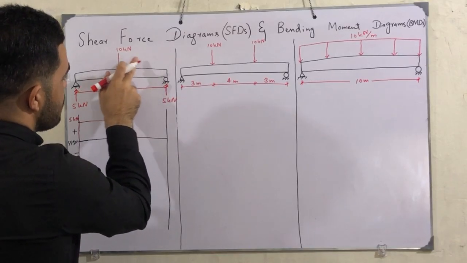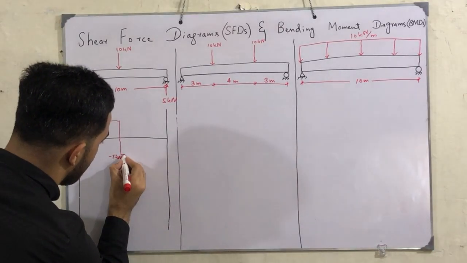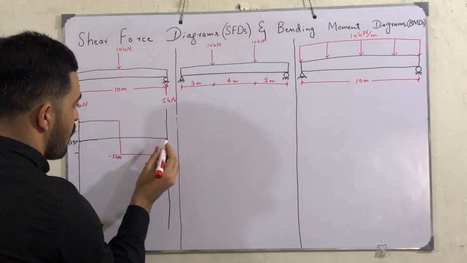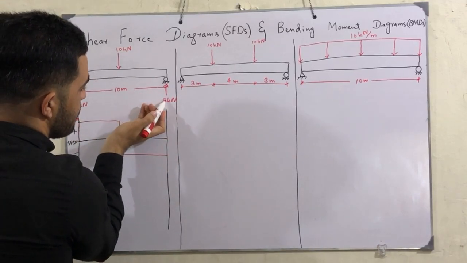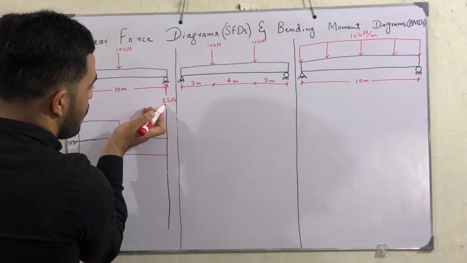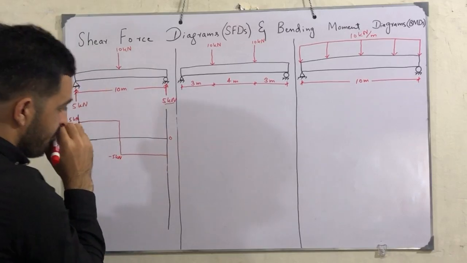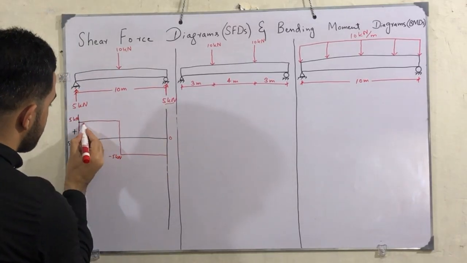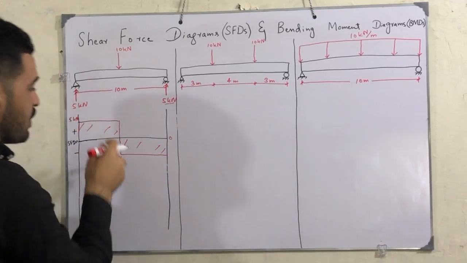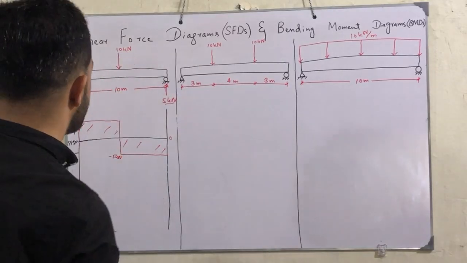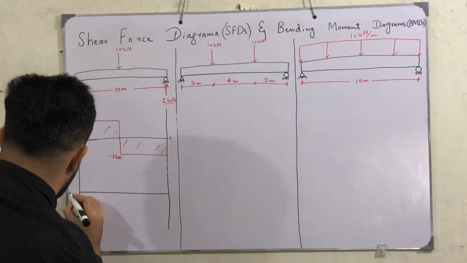Then between this load and the right support, there is no loading. So again the shear force line will be a horizontal straight line, here at minus 5 kilonewton. Again, this support is saying that you have to go upward by 5 kilonewton. So when we go from here to here, 5 kilonewton, it will come to the zero line. This diagram basically shows the shear force distribution for a simply supported beam on which a point load is applied in the center. So now let us draw the bending moment diagram.